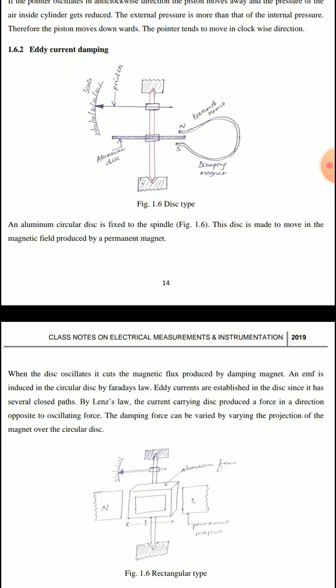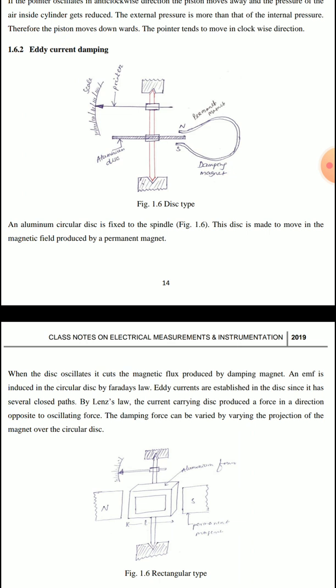See, in the eddy current damping, an aluminum disc is pivoted in between two supporting structures, and that aluminum disc is kept in between the permanent magnet. That permanent magnet is nothing but the damping magnet. Let us see the description. An aluminum circular disc is fixed to the spindle. This disc is made to move in the magnetic field produced by the permanent magnet.